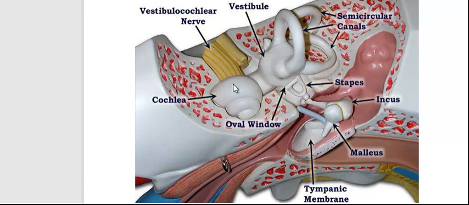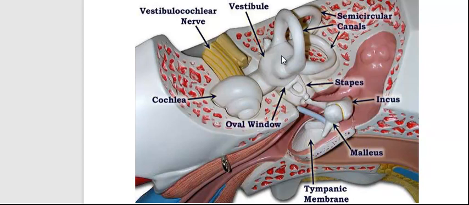And if you'll notice, right here, the last time we got together, we talked about the cranial nerves and we talked about the spinal nerves. And the vestibulocochlear nerve was one of the cranial nerves that you learned. And it attaches to the vestibule and the cochlea. So there it is to the cochlea, and there it is to the vestibule.